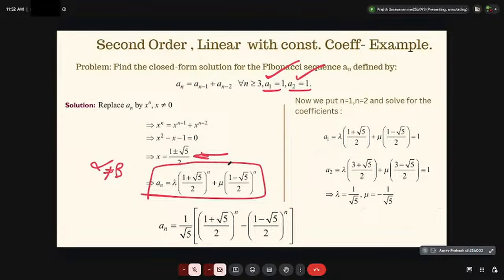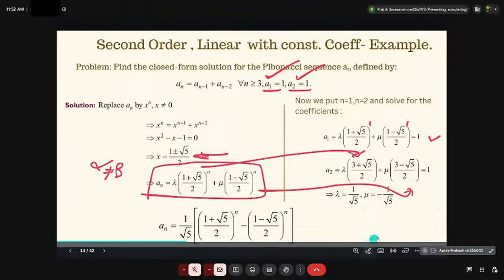What happens if you put 1 here, you get lambda into this power 1, this power 1. So you get one equation here. And the second equation is where you put lambda into this power 2. If you square this expression, you will get 3 plus root 5 by 2. To square this expression, you will get 3 minus root 5 by 2. You will substitute both back here.